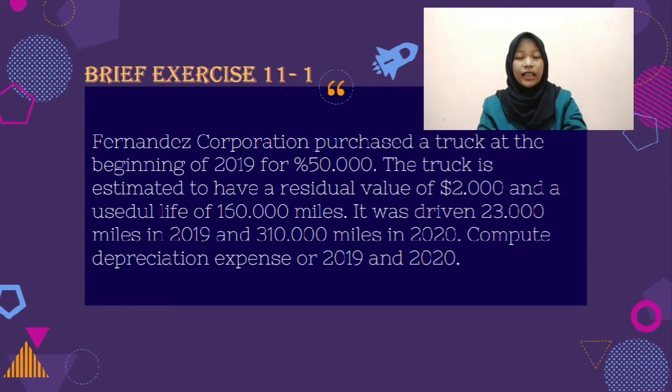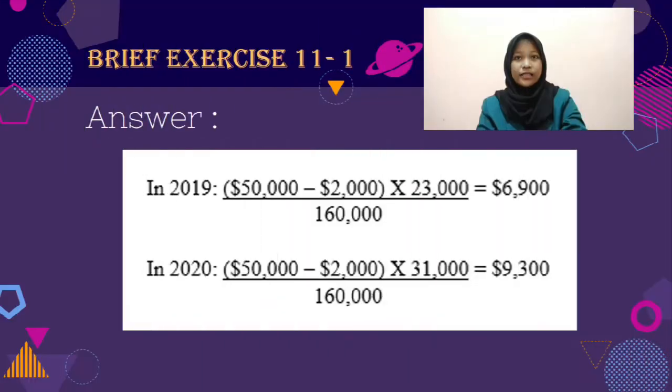Answer B11.1. In 2019, in parentheses 50,000 minus 2,000 multiplied by 23,000 divided by 160,000 is $6,900. In 2020, in parentheses 50,000 minus 2,000 multiplied by 31,000 divided by 160,000 is $9,300.